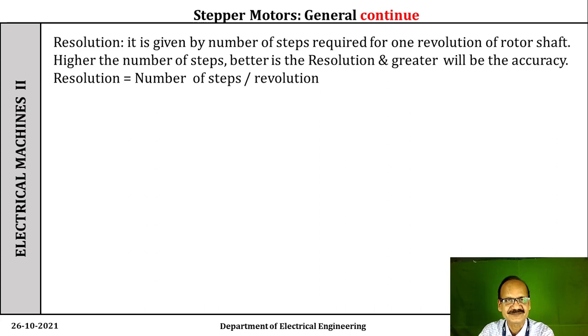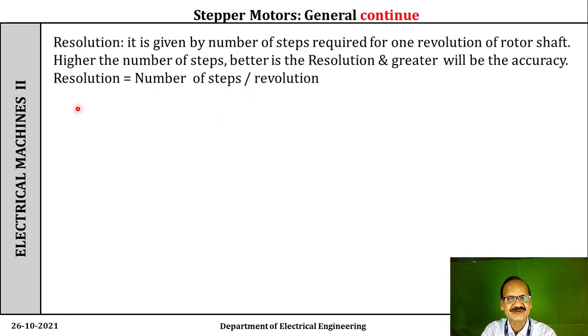Now what is the resolution? The resolution is nothing but the number of steps required for one revolution of the shaft. The higher the number of steps, the better is the resolution, and greater will be the accuracy of the positioning. These stepper motors are used in robotics, or position control in process control, or in feedback control also. But normally stepper motors are generally not used for feedback control because they work in steps.